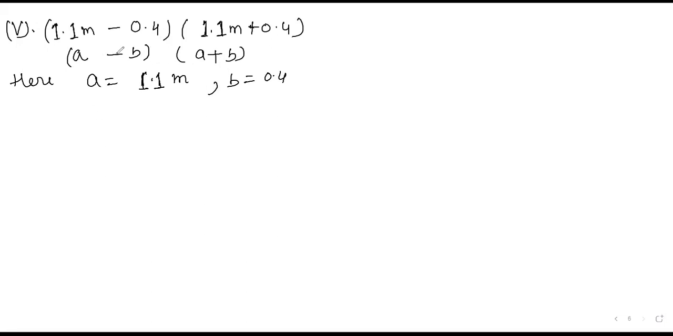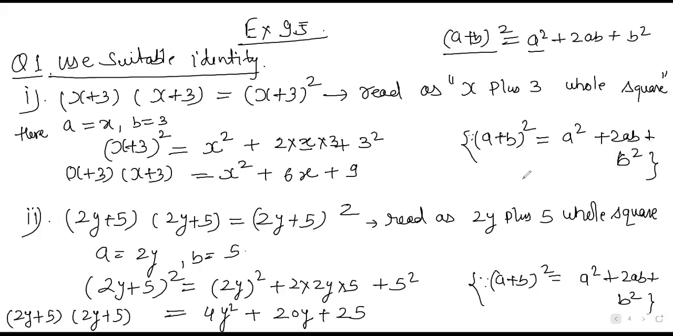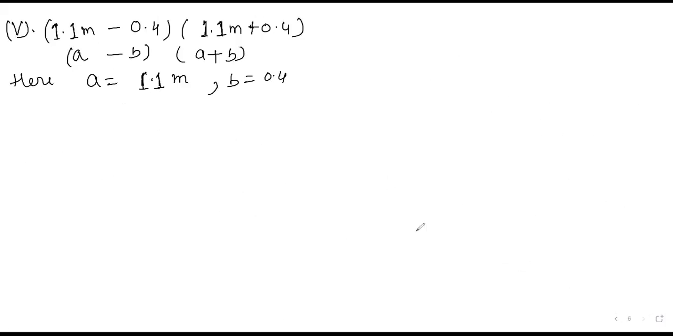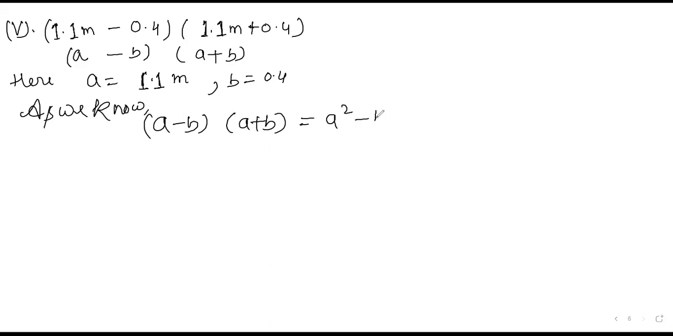So now the product of two brackets, a minus b, a plus b. If you have seen the identities here, a plus b and a minus b, that is given as this identity. This is equal to a square minus b square. Now we are using this identity. As we know, you can write here, a minus b, a plus b is equal to a square minus b square. So I'm using this identity directly here.